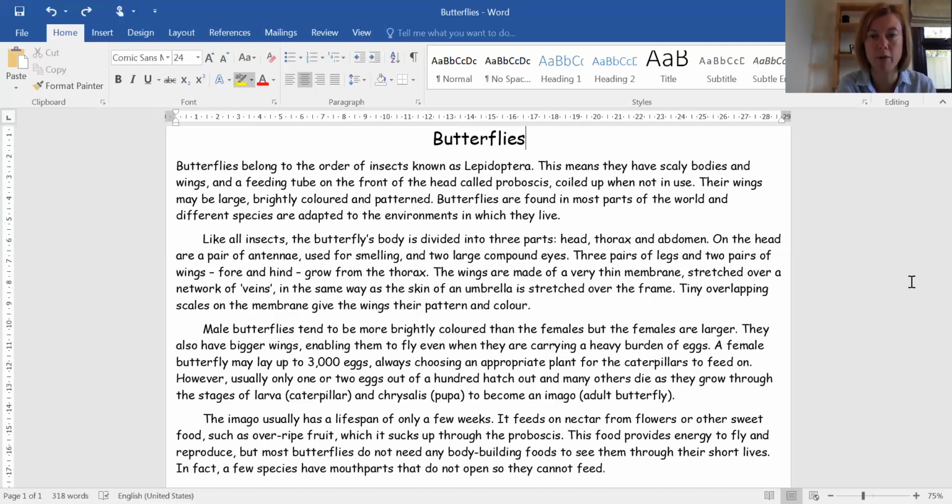So if we start by reading the first paragraph, butterflies belong to the order of insects known as Lepidoptera. This means they have scaly bodies and wings and a feeding tube on the front of the head called proboscis, coiled up when not in use. Their wings may be large, brightly coloured and patterned. Butterflies are found in most parts of the world and different species are adapted to the environments in which they live. Now that's the introduction, and it tells us what butterflies are, and there's a little bit of general information in there. Let's see if we can find some verbs in the present tense then.